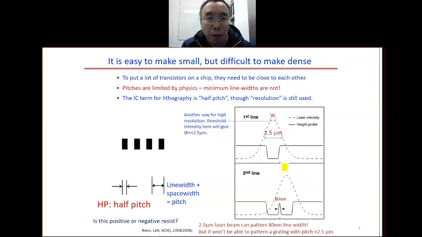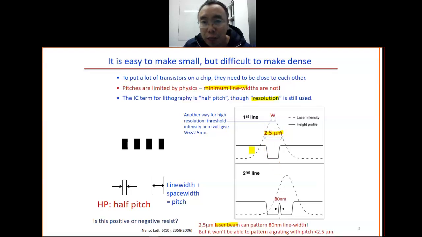Normally when we talk about lithography, we care about the resolution. But actually there is no limit for the resolution. The resolution here means how small we can get. There is no limit for the minimum feature size we can get. For example, here we use a 2.5 micrometer laser beam. So we use this laser beam to expose the photoresist.